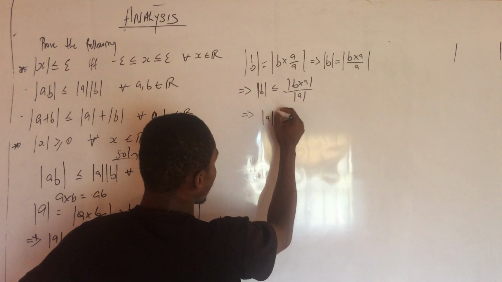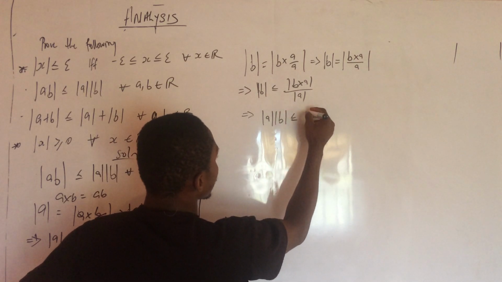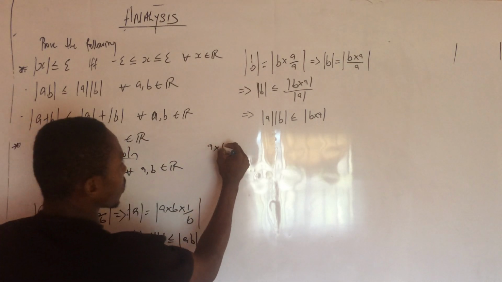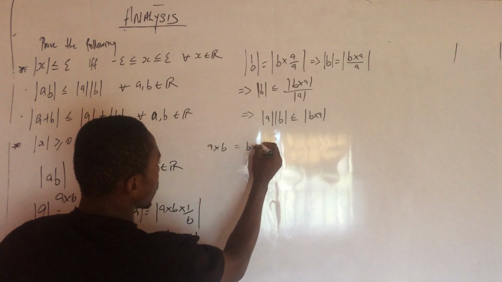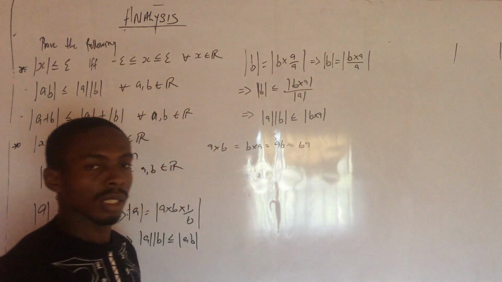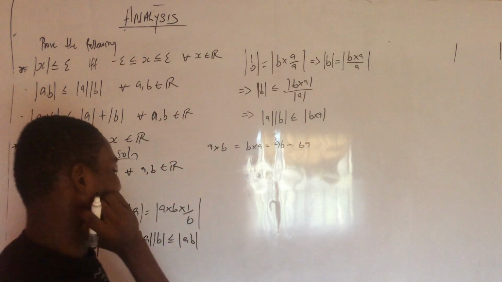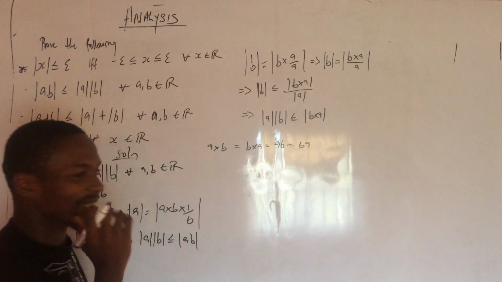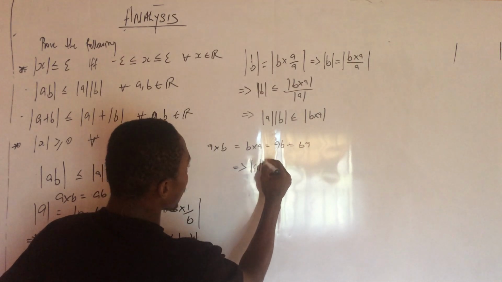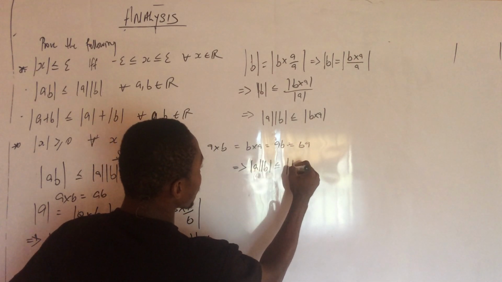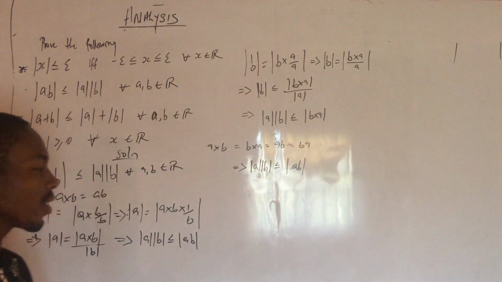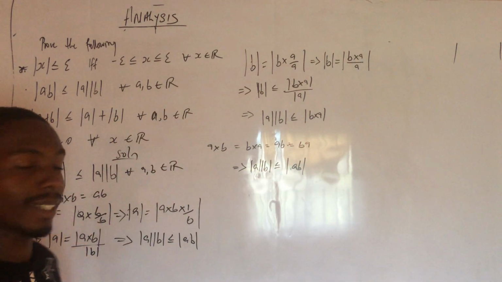You multiply both sides by the absolute value of a, and it gives you that the absolute value of a times the absolute value of b is less than or equal to the absolute value of b times a. And remember that when you have a times b, it's going to give the same as b times a, since multiplication is commutative. So now we have that the absolute value of a times the absolute value of b is less than or equal to the absolute value of ab. So you see, you kill it, you bury it.